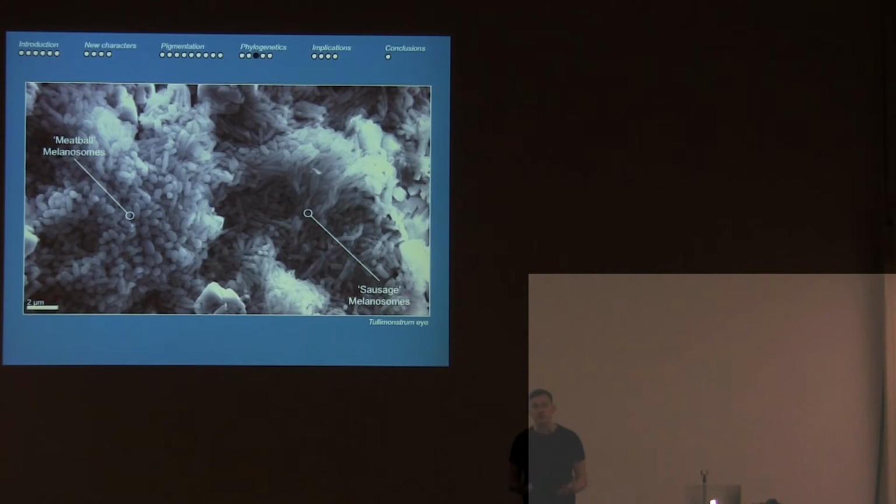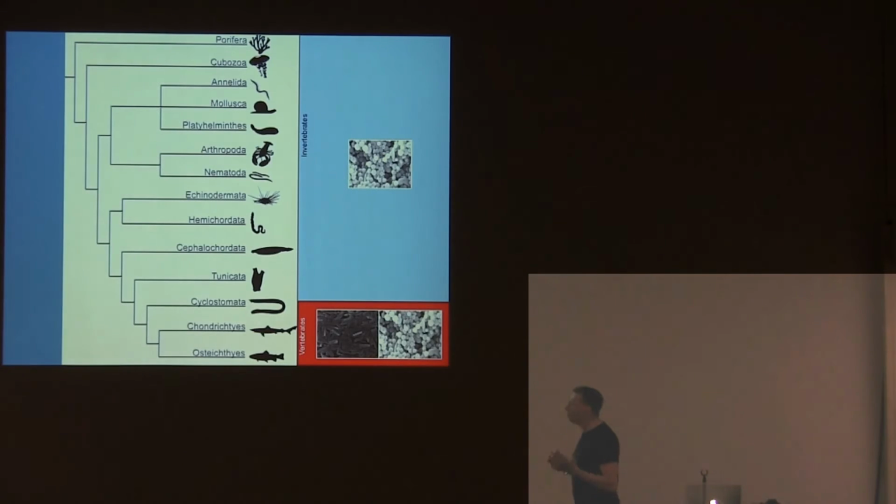But then when we looked closer at the Tullimonstrum eyes, what we found was that there are two distinct melanosome morphologies, which, if you know Jakob Winther, he describes as meatball melanosomes and sausage melanosomes. And this was a really vital clue for us, because only vertebrates can synthesize two melanosome morphologies. Invertebrates only synthesize the meatball-shaped melanosomes. So therefore, we can say that Tullimonstrum must be a vertebrate.